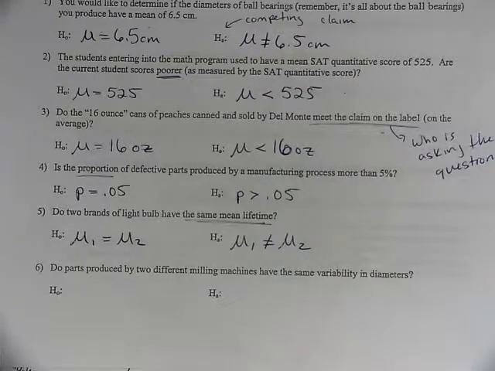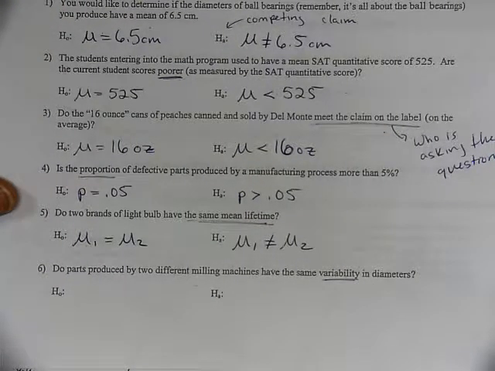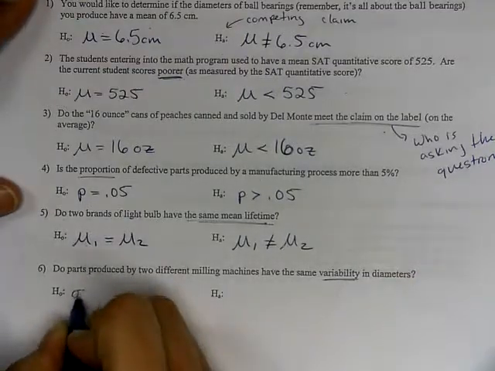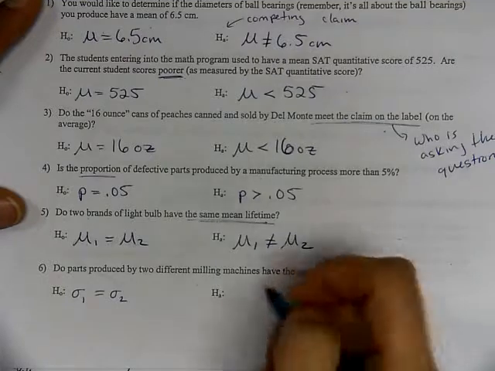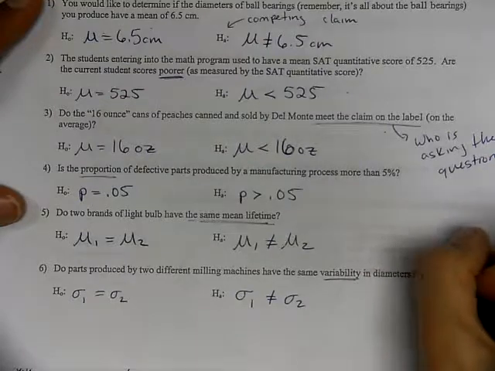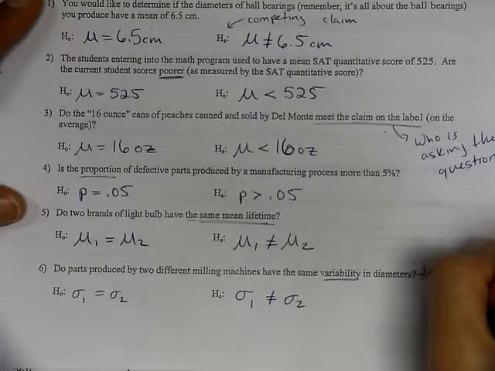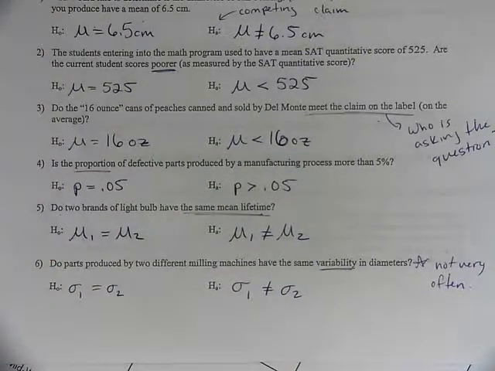Do the parts of 2 different milling machines have the same variability in diameters? Now, honestly, we don't do this very often. Variability, do you guys remember what symbol that would be? Yeah, sigma. So this would be sigma 1 equals sigma 2. If we're trying to prove they don't have the same, then the alternate is that they're not the same. You can put a star here. This is not very often done. Usually we just look at 1 through 5. The 6 is just to help you today.